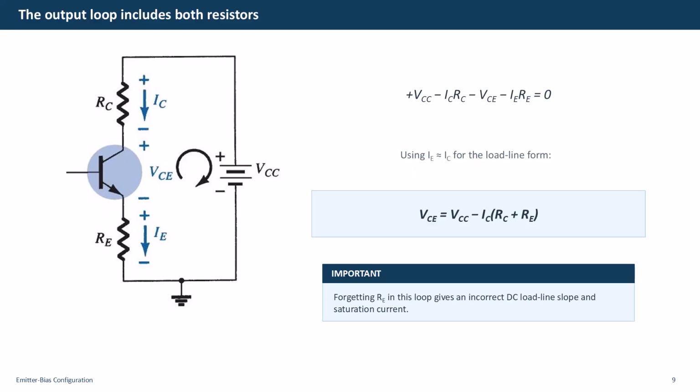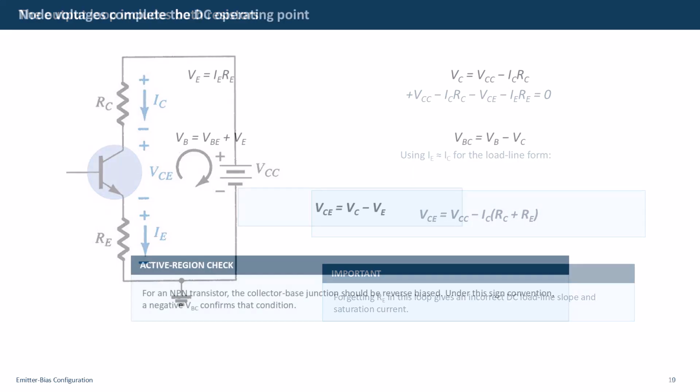The physical meaning is important. The supply voltage is shared among the collector resistor, the transistor, and the emitter resistor. Omitting Re predicts too much current at saturation and gives the wrong line slope.